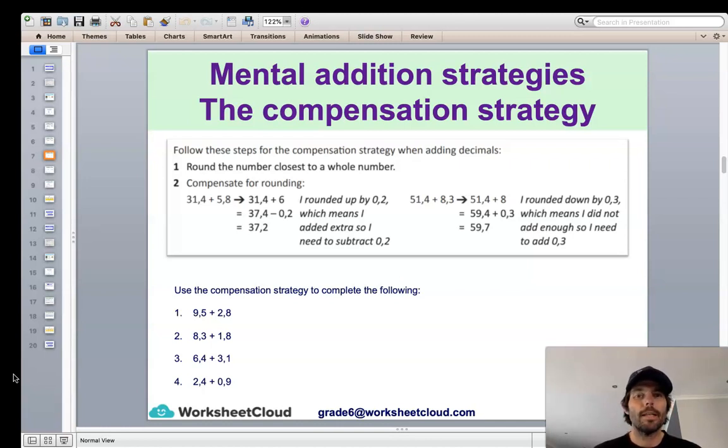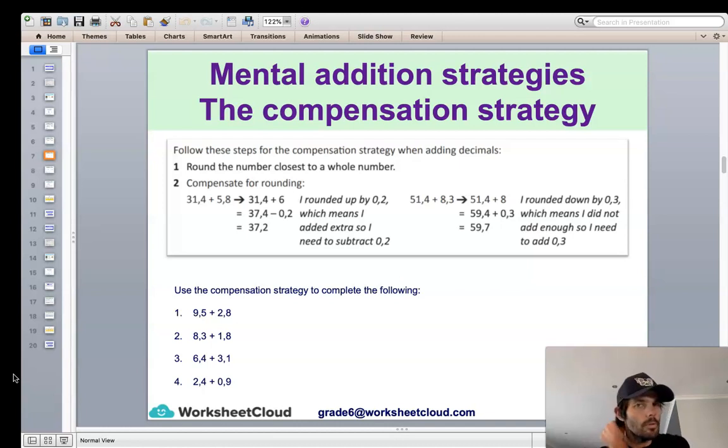If you look at the right hand side, 51,4 plus 8,3, I've first added 8, so I've rounded 8,3 to 8. 51,4 plus 8 is 59,4. I must still then add the 0,3, and that gives me 59,7. Okay, so just remember, we're looking for easy ways to work out the addition and eventually the subtraction of decimals mentally using the compensation method.